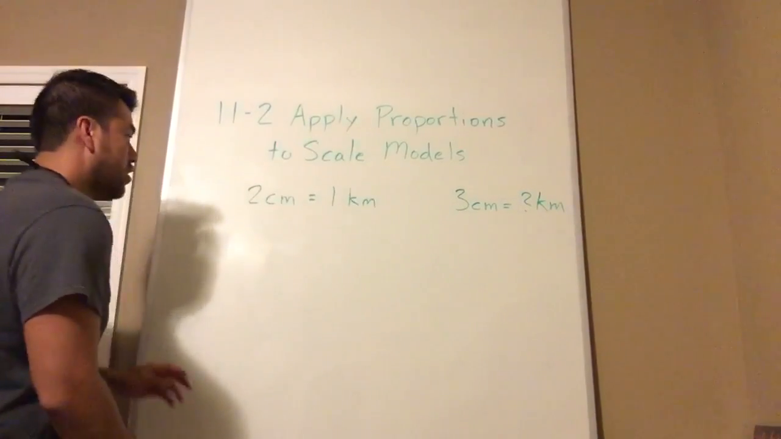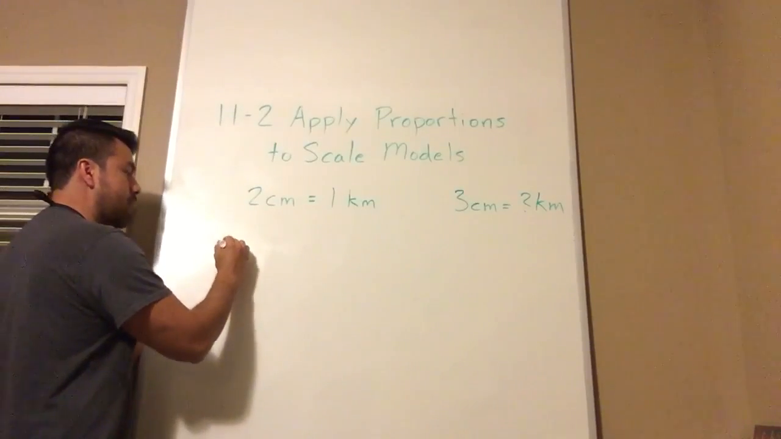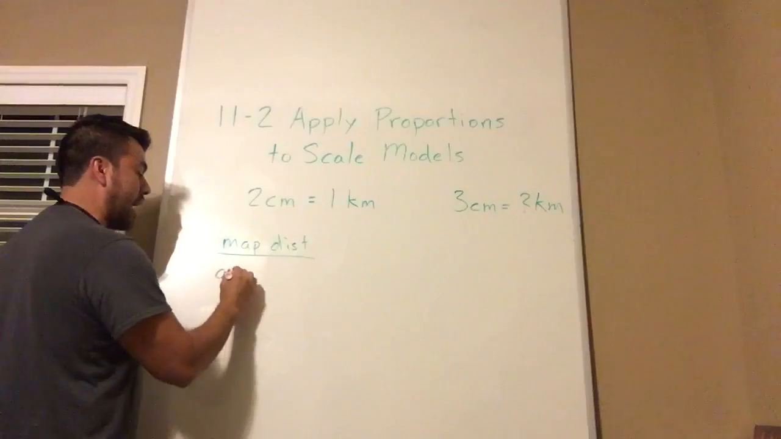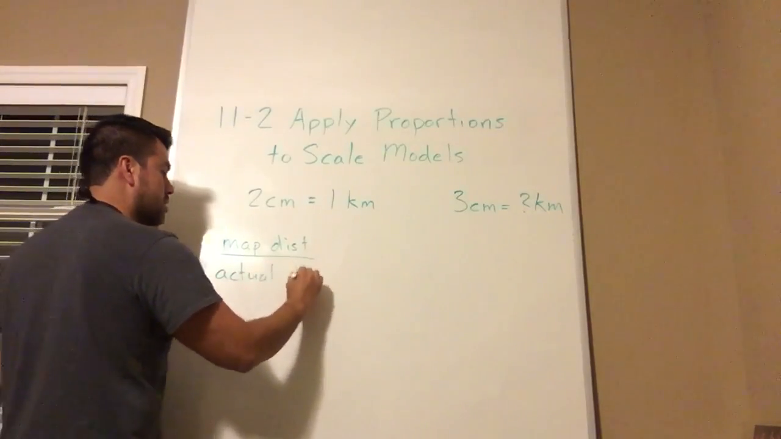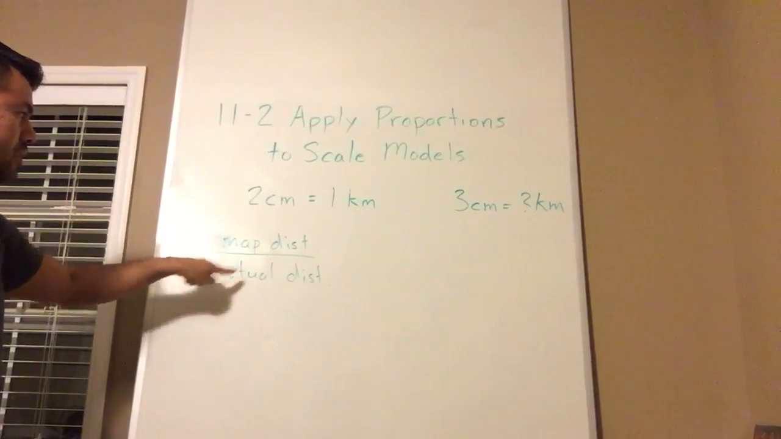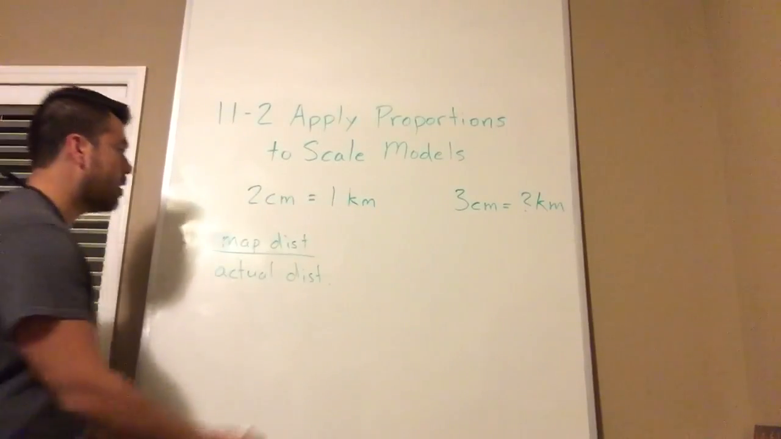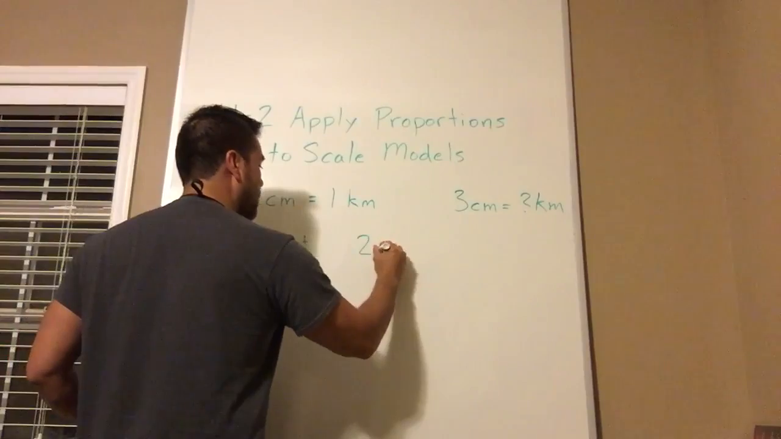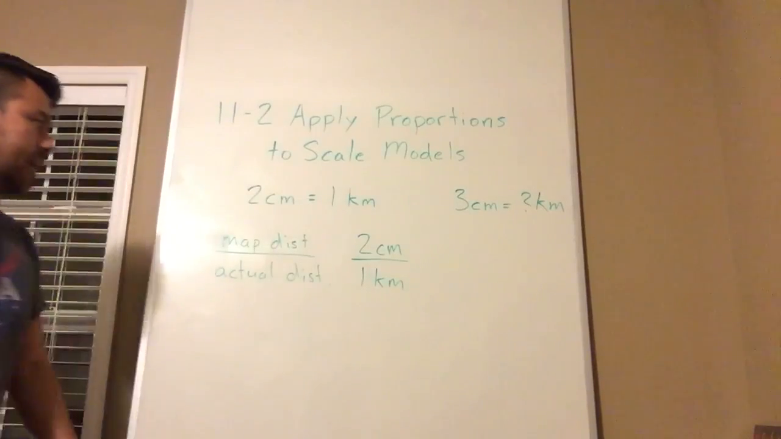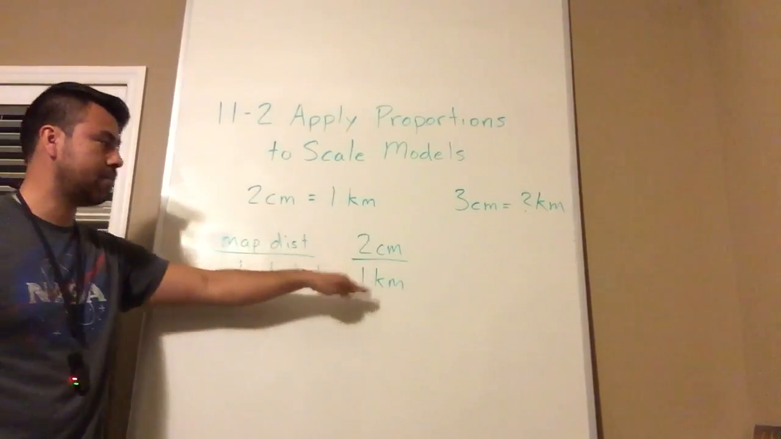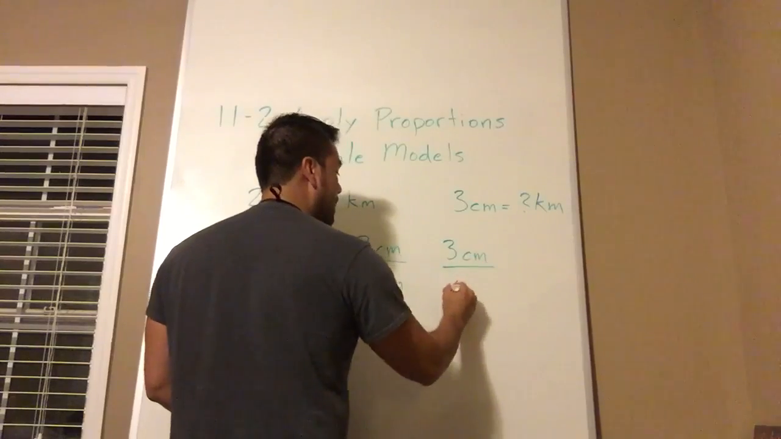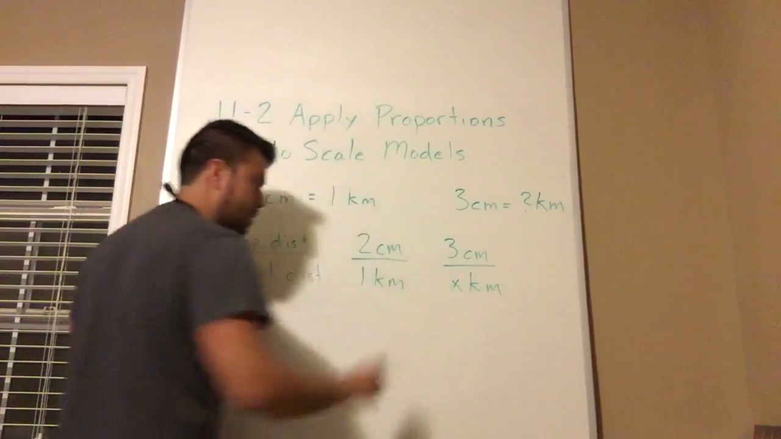So here's what we're going to do. We're going to realize that there is a map distance being compared with an actual distance. There's a map distance, the 2 centimeters, and that's being compared to the actual distance, which is 1 kilometer. And so if I write a rate of that, it'd be 2 centimeters over 1 kilometer. So that's the scale right here, complete. But now they're asking me, what if I had 3 centimeters? How many kilometers is that going to be? So I'm going to represent it with X.